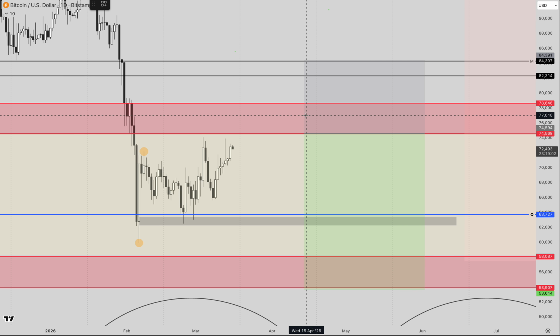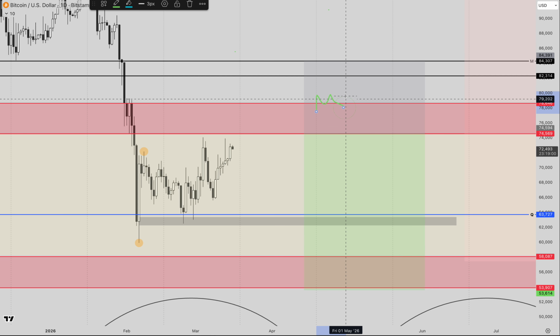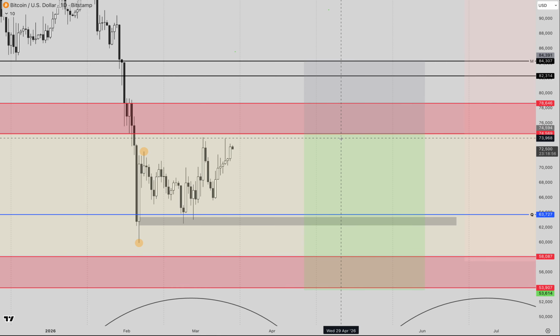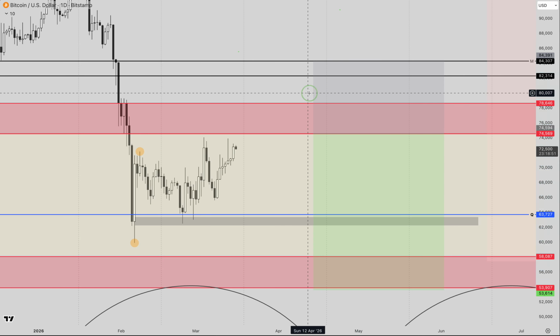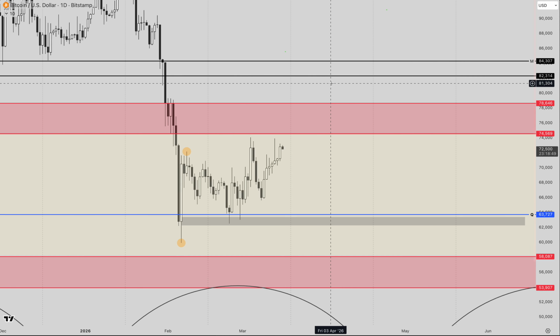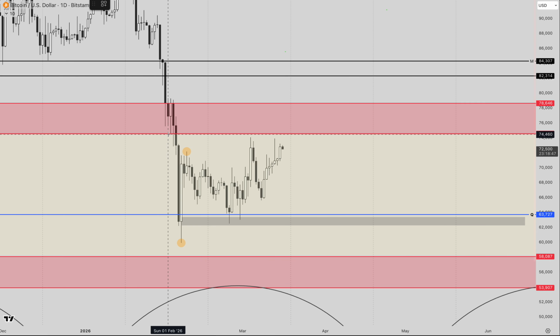Because really, unless you got a daily close above 78K, there's no reason for price to come anywhere near 84K. But I will 100% start scaling in around 74K, 74.5. And people also ask why I'm biased for 78K. It's because of this right here on the daily.